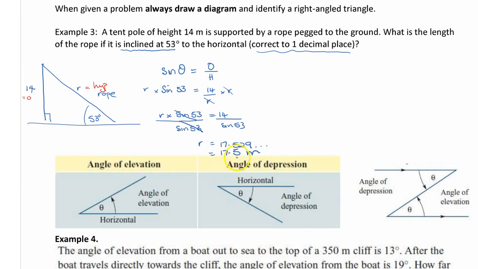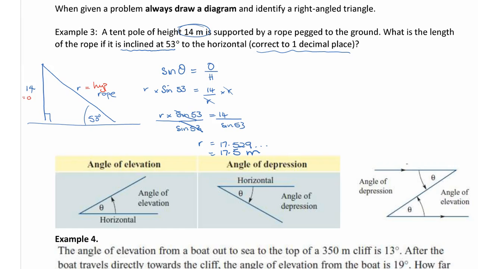So we found the length of the side. It would be in metres, the length of the rope. The rope would be measured in metres. And how I know that is because the 14 was measured. The height was measured in metres. Quite a large tent.